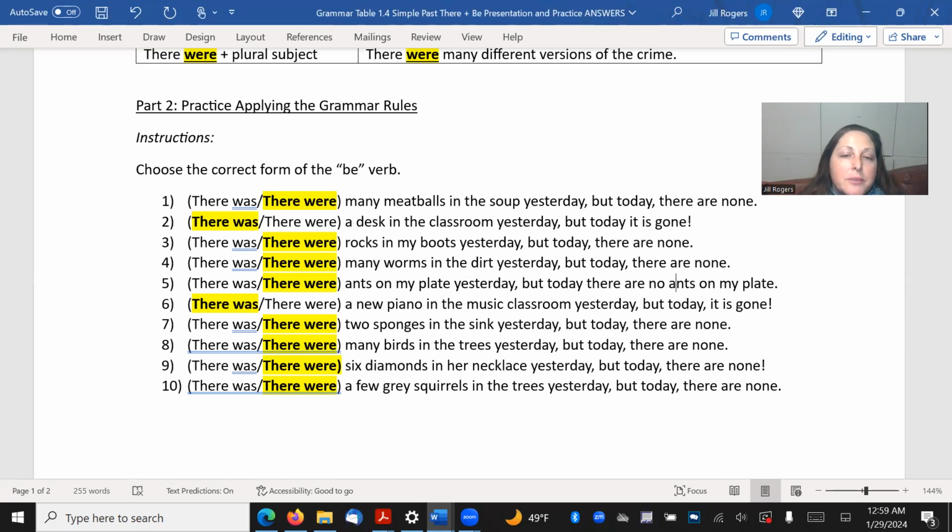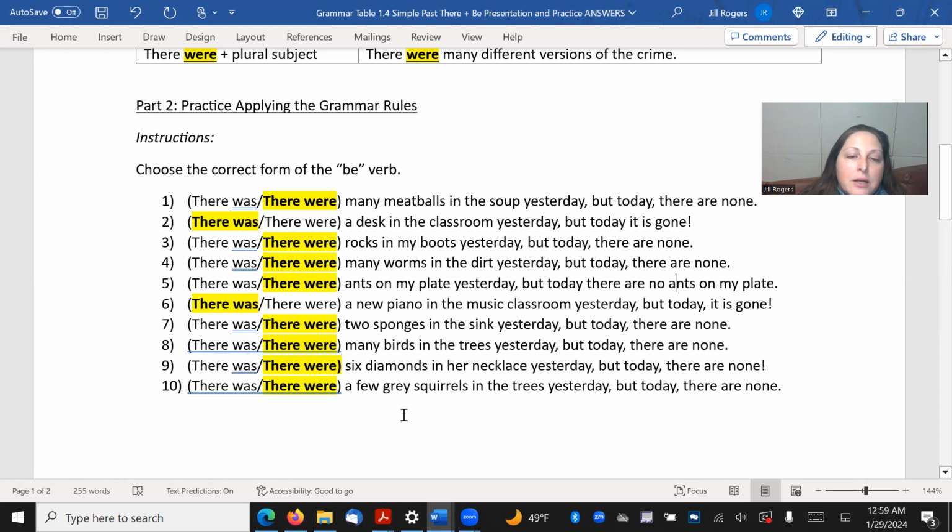Next one, number 6, piano is singular, so we need the singular verb. There was a new piano in the classroom yesterday, but today it's gone, right? It is gone. Number 7, let's take a look. Sponges, we see that's plural, so we need the plural verb. There were 2 sponges in the sink yesterday, but today there are none. Here for number 8, we see birds, so we know we need to use the plural. There were many birds in the trees yesterday, but today there are none. Number 9, diamonds, plural. There were 6 diamonds in her necklace yesterday, but today there are none. Oh no, someone stole them.